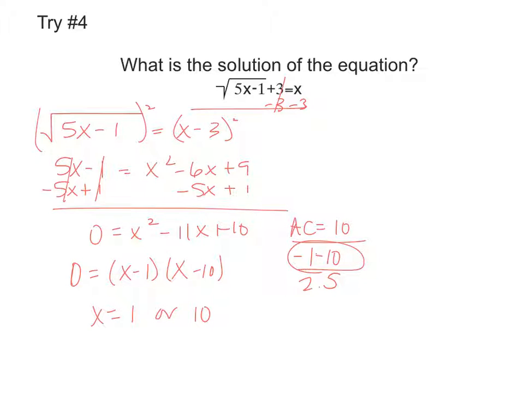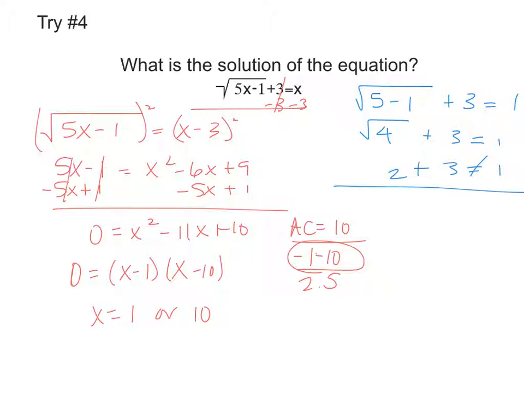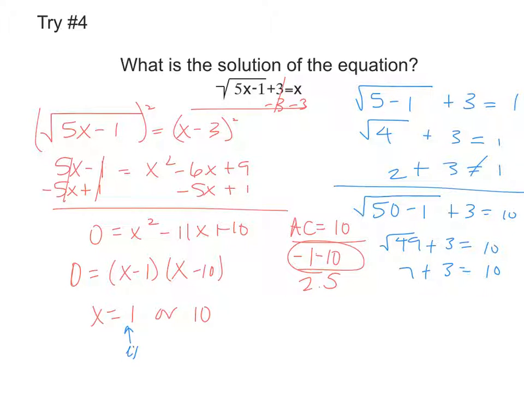All right, so then when I substitute, I'll have the square root of 5 times 1, which is 5, minus 1, plus 3 equal to 1. That would be the square root of 4 plus 3 equal to 1. So that's really 2 plus 3 equal to 1, which is not true. Okay, let's try the second one. 5 times 10 would be 50, minus 1 plus 3 equal to 10. That would be the square root of 49 plus 3 equal to 10, which is 7 plus 3, which does equal 10. So the first one is extraneous, and the second one is the solution.